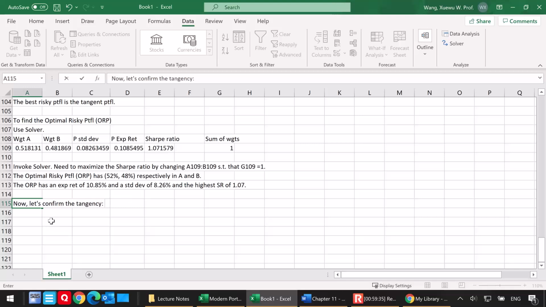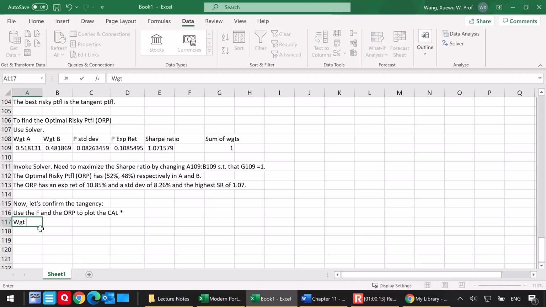All right, so how do we confirm the tangency here? So now I'm going to use the risk-free asset and the ORP to plot the CAL star. Okay, so in other words, now I know if I'm a fund manager, if I have these two risky assets, I have the optimal risky portfolio that says 52% goes to A, 48% goes to B. That's my best choice. All right, if that's the case, the best feasible capital allocation line should be tangent to the portfolio efficient frontier. All right, so let's actually verify this now.